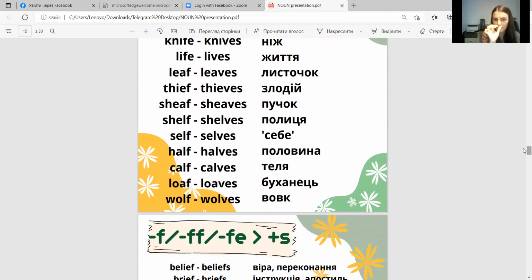Usually my students have questions with the word self and selves. So when do we use this word, like myself, but themselves, you have this plural selves in pronouns.